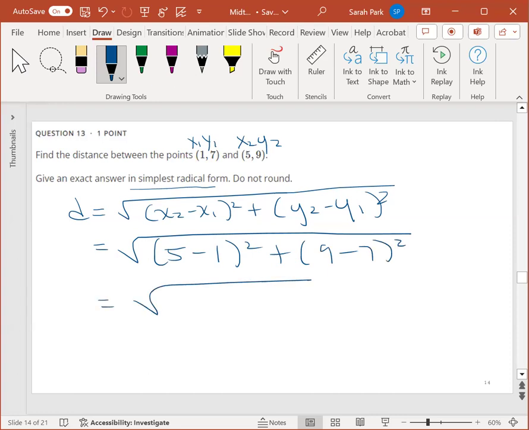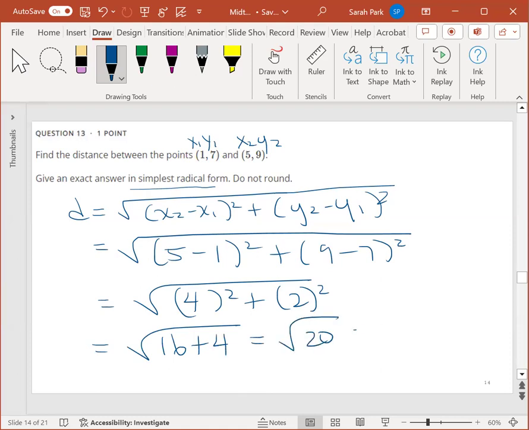And then you have 5 minus 1, which is 4 squared, plus 9 minus 7, which is 2 squared. And that'll give us 4 squared is 16, plus 4 gives us the square root of 20. We can factor 20 as square root of 4 times square root of 5. And square root of 4 is a perfect square, so we have 2, and square root of 5 stays under the root.